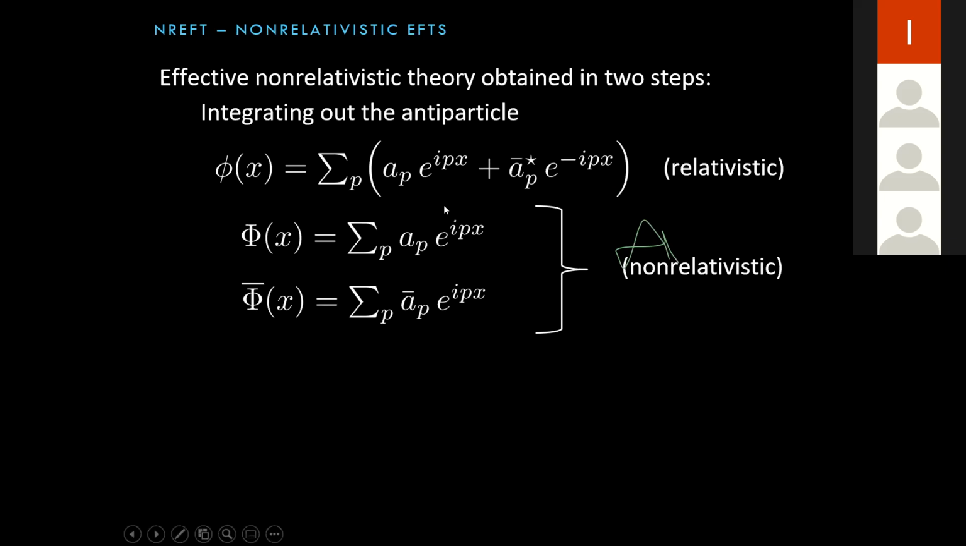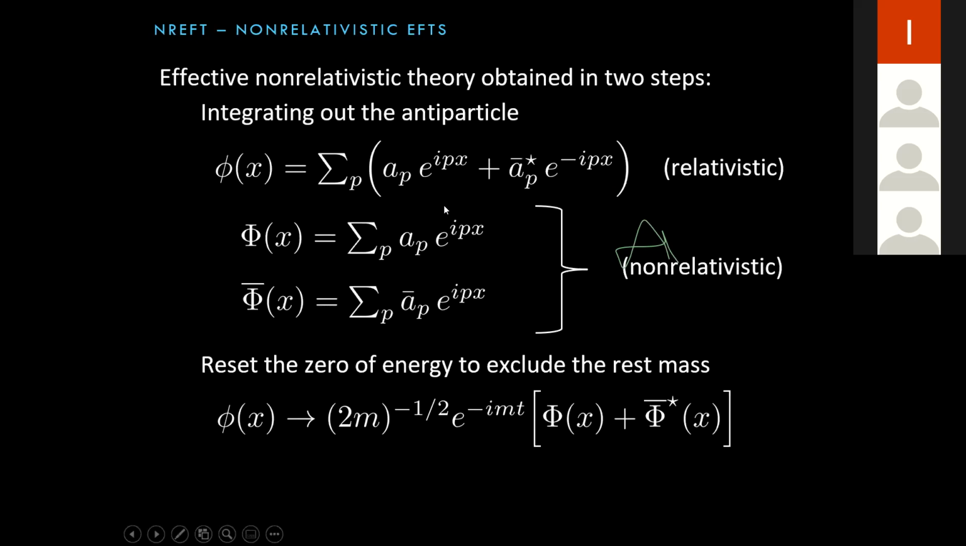So one way to think about what's going on when you go to the non-relativistic limit is that you can think of your relativistic field as having a particle part and an antiparticle part, and you're going to integrate that guy out. But while you're doing that, it's also useful to have the zero of energy not be zero. If you're not going to be able to release the rest mass energy, you might as well make the zero of energy the rest mass.